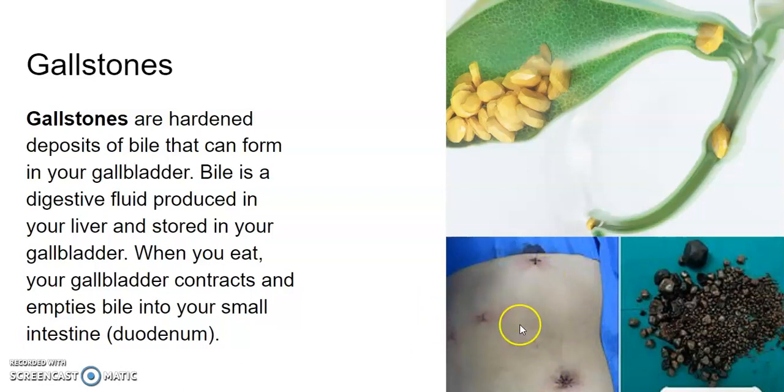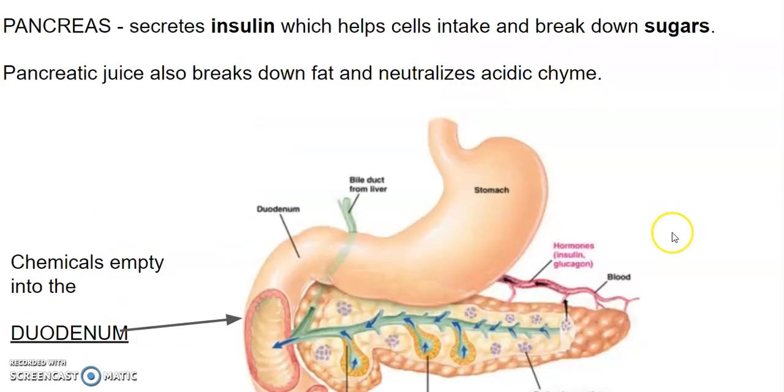I can't remember which one it is, but this person had their gallbladder cut open and they had so many stones in there. It was good to remove them. I believe 1,898 stones if you counted them all. Yeah, that's just nasty.